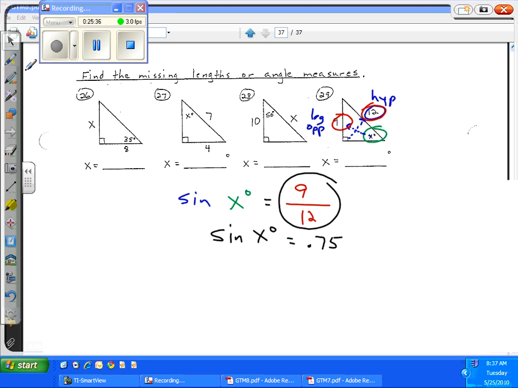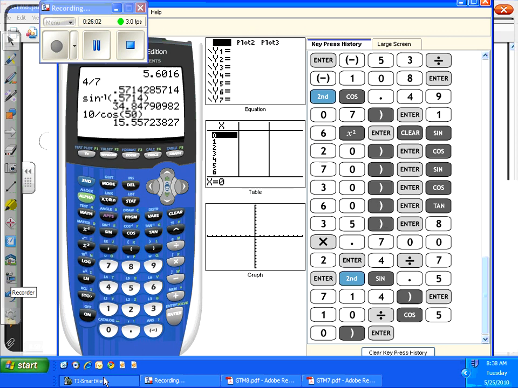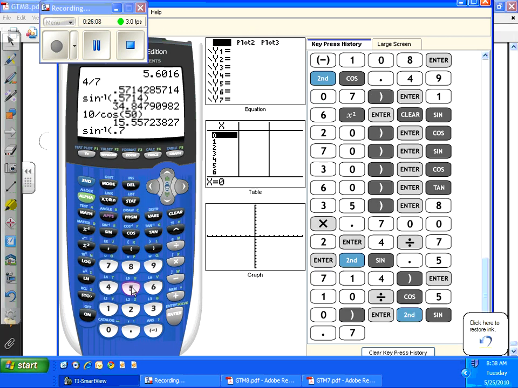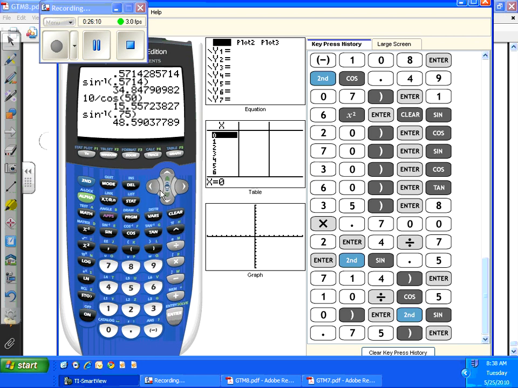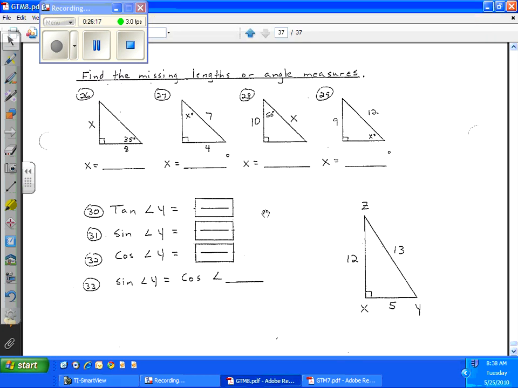It's now time to undo. We're going to undo the sine function with its inverse function. And so we're going to use the inverse sine function to undo the sine function. The inverse sine function cancels the sine function. So we want inverse sine 0.75. So we're going to do second sine 0.75. We're looking for an angle measure here. The angle measure will be 48.59 degrees rounded to the nearest hundredth, 48.59.